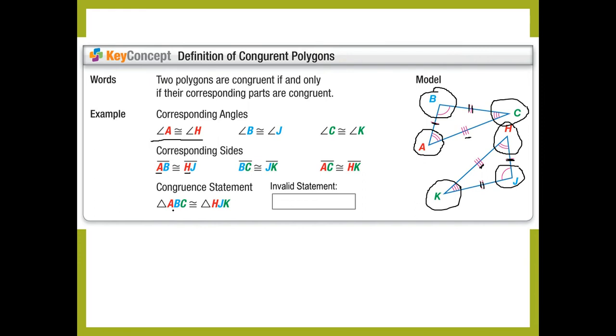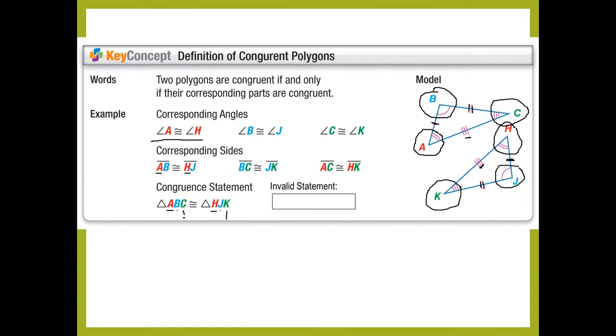Remembering again to have our A and our H together, our B and our J together, and our C and our K together, because we want our corresponding angles to be written in the same position in our congruence statement.